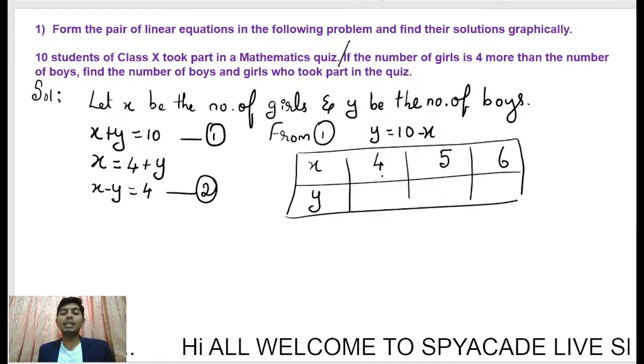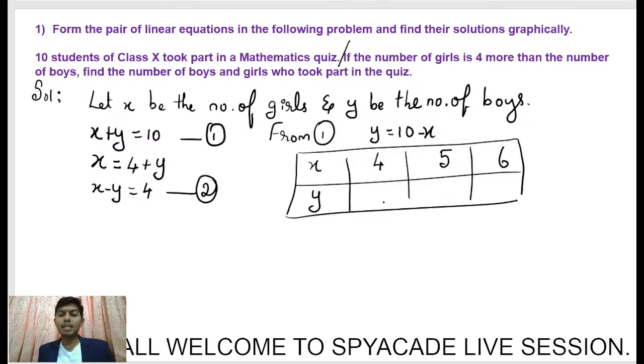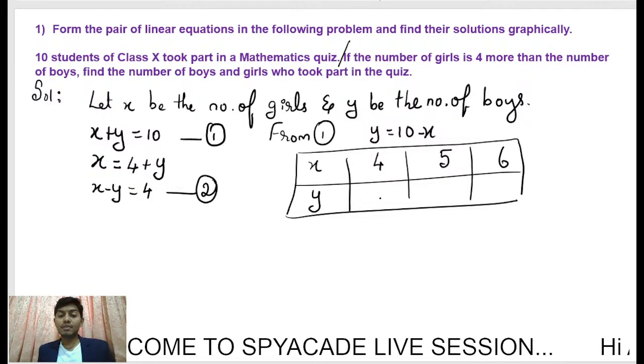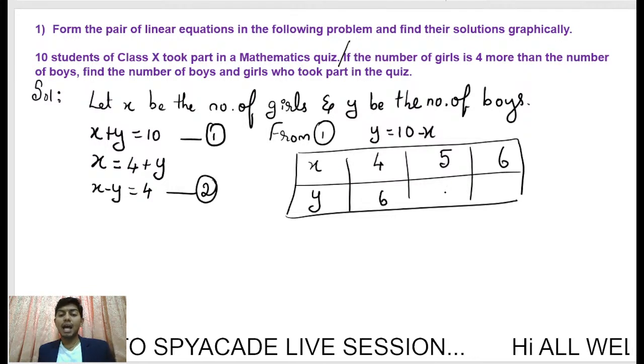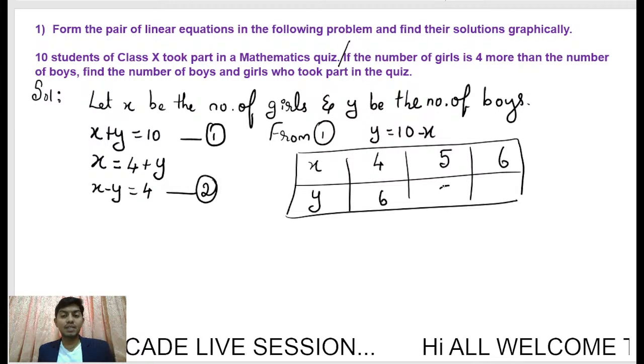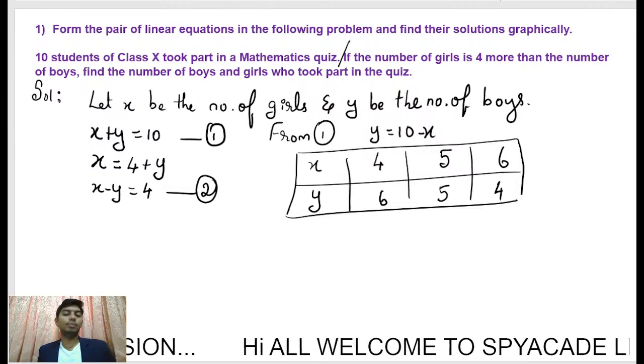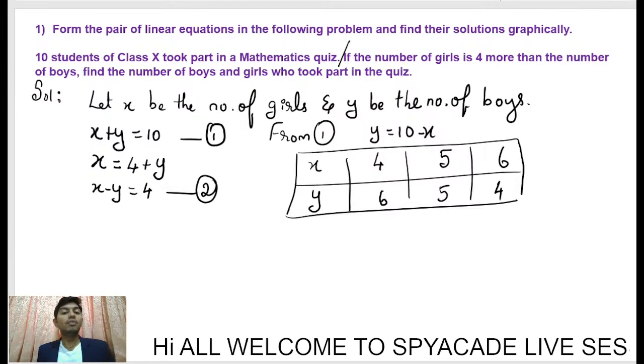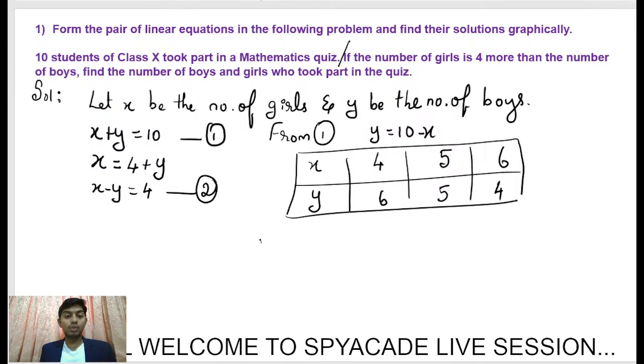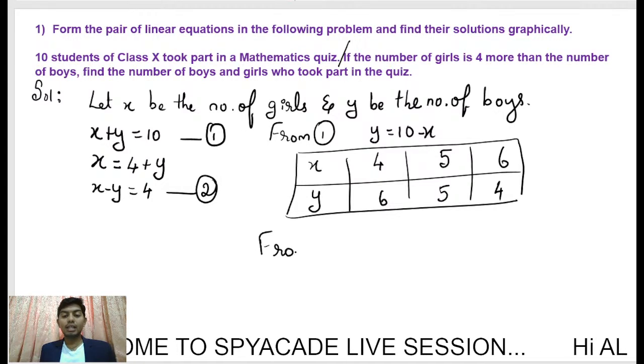Right. Okay, now let us substitute this 4 there. So y is equal to 10 minus 4, you will be getting 6, and then here 5. So 10 minus 5, you will get 5, and 10 minus 6, you will get 4. This is from the first equation. Now let us move on to the second equation.